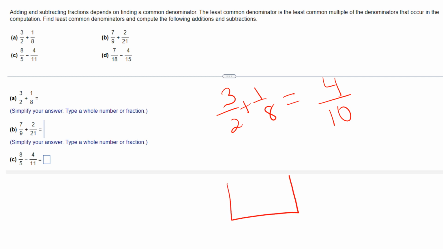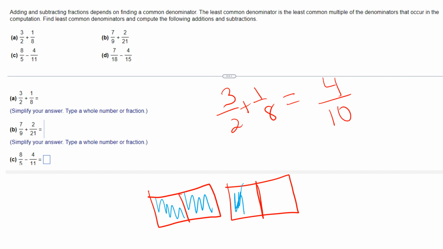So what I'm saying is, if I have halves, here's my shape and I've cut it into 2 pieces. Well, I've got 3/2. So let me color this in. I've got 1/2, 2/2, 3/2. And if I'm adding 1/8 to it, let me take that same shape and cut it into 8 pieces. Whoops, that's too big. I want to try and make them as close as possible at least.